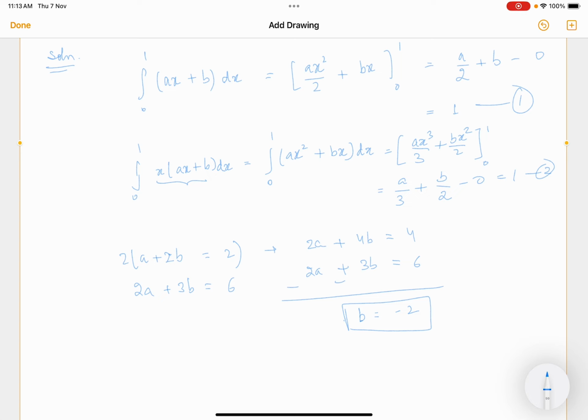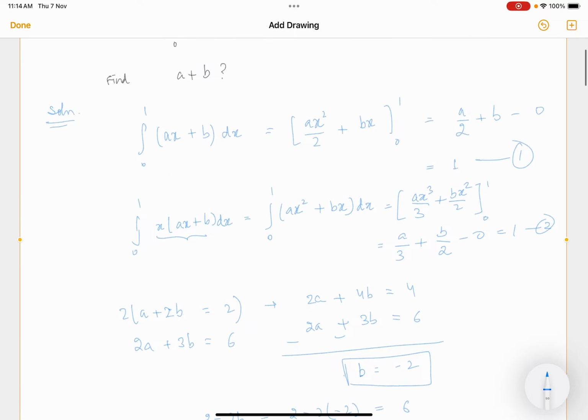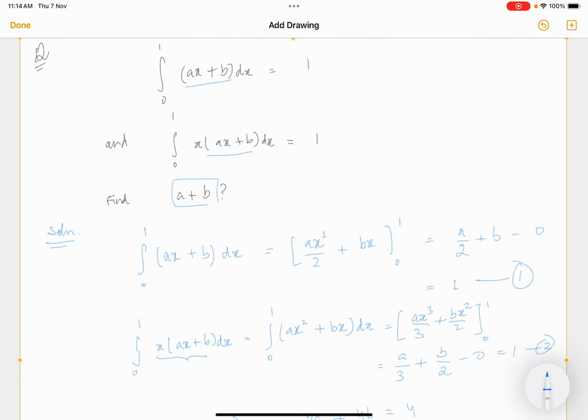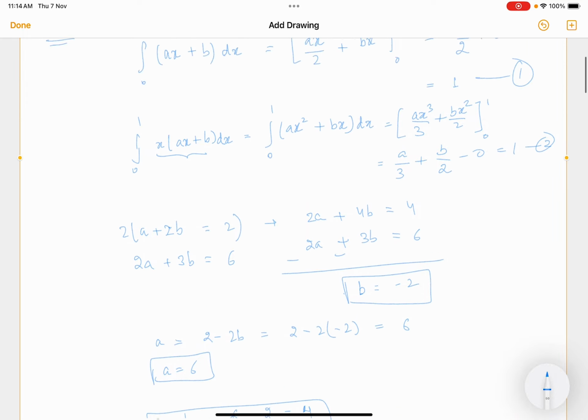I can use the first equation to find a. a is equal to 2 minus 2b, that is 2 minus 2 times negative 2, which is simply 2 plus 4, or 6. So you get a equal to 6. Cool. We now have our values of a and b. The question is asking us to find the value of a plus b. And for that, we just add them together and we have a plus b equal to 6 minus 2, or 4, because b is negative. So this would be our solution, 4.